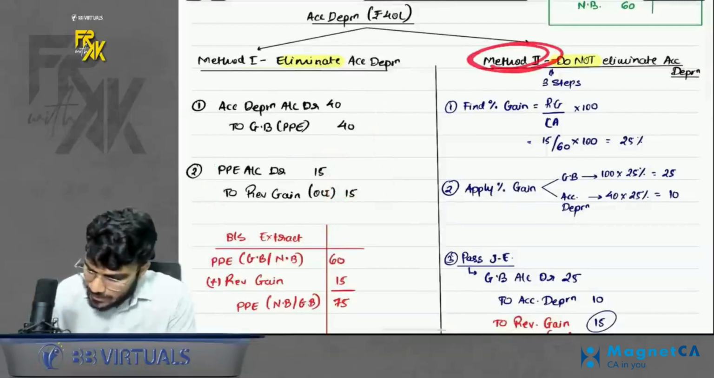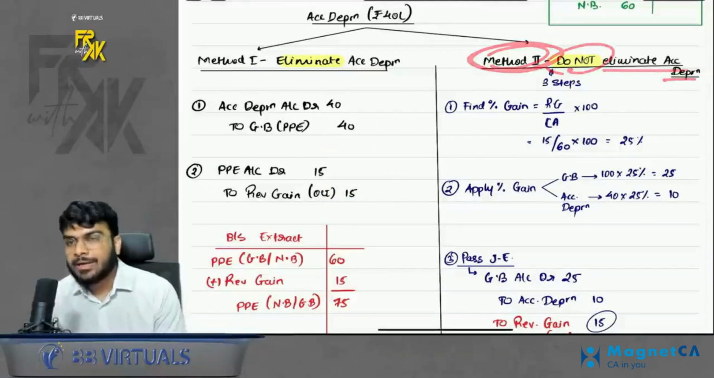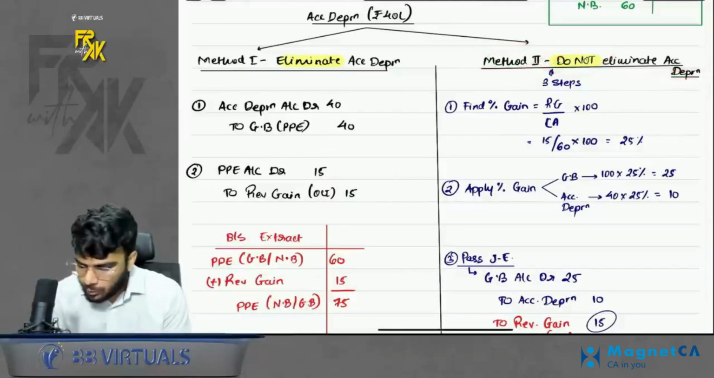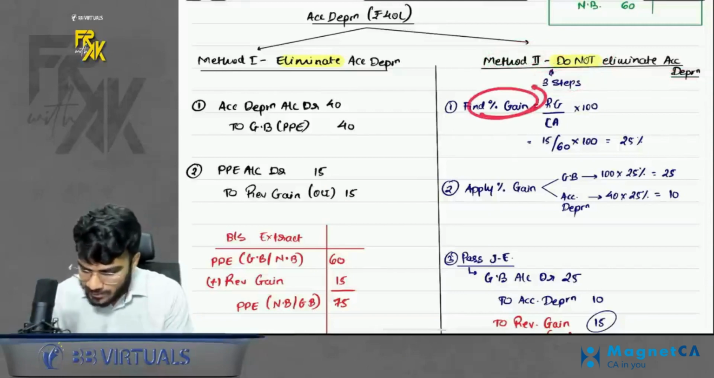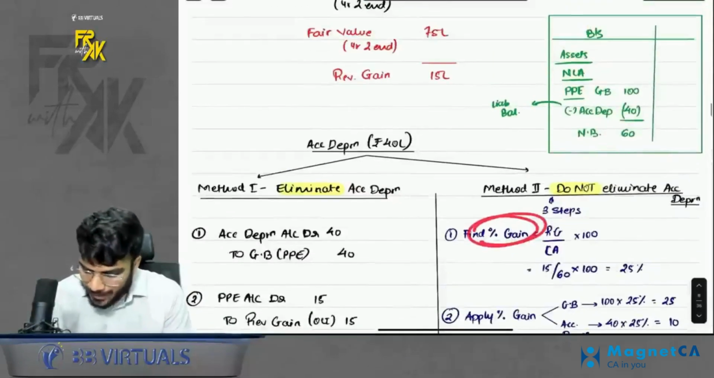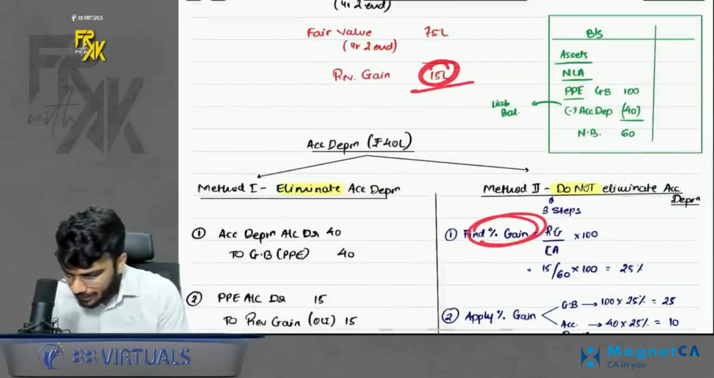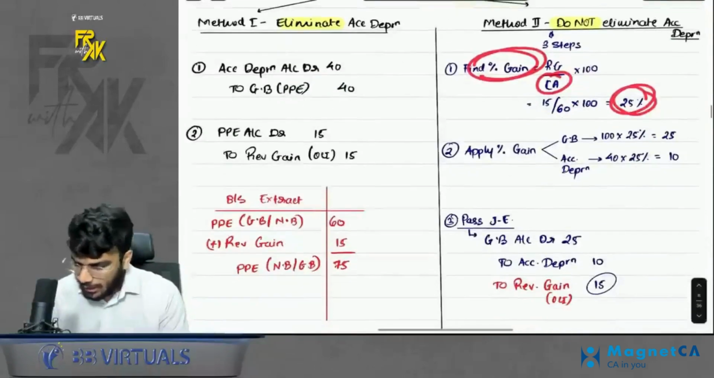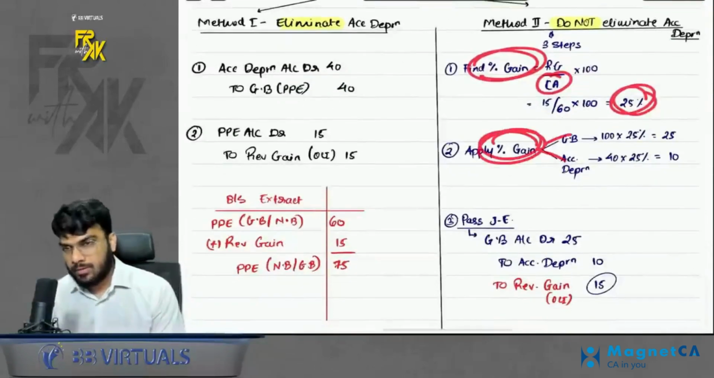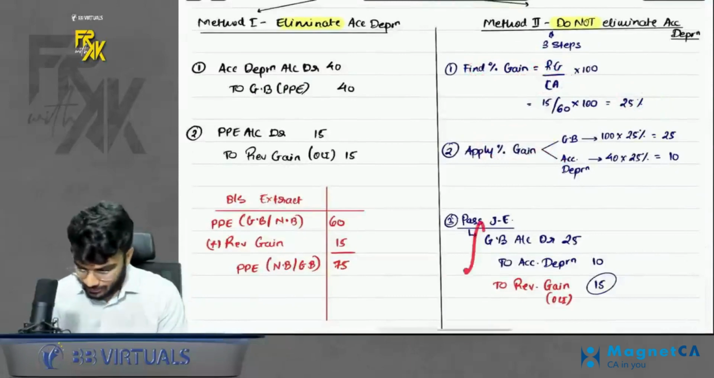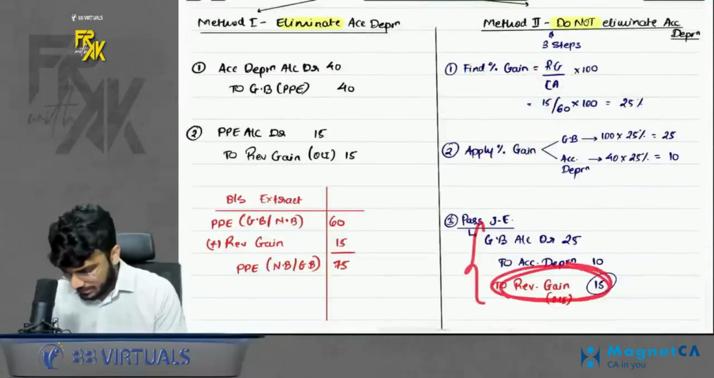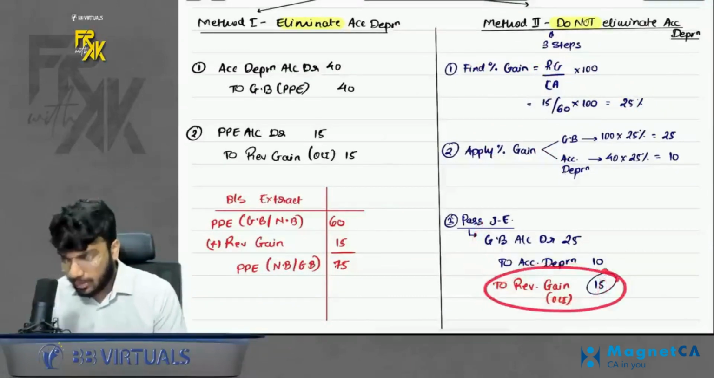The second method is you will not eliminate the accumulated depreciation. So here we will follow 3 steps. First, we will have to find the percentage gain. How do we find this? By dividing revaluation gain by the carrying amount. So you will get the percentage gain. Now apply this percentage gain on 2 amounts, the gross block and depreciation, and then pass the entry. You will get a difference. Such difference will automatically be the amount of your gain, right?